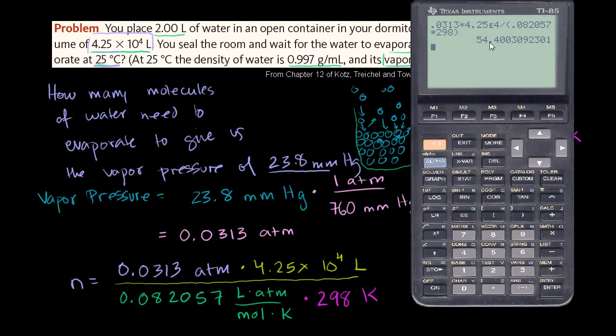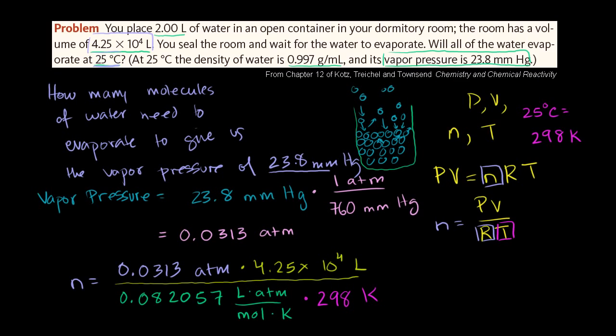And then we get 54.4. We only have 3 significant digits. So this is equal to 54.4 moles. And we can see this liters cancels out with that liters. Kelvin cancels out with Kelvin. Atmospheres with atmospheres. You have a 1 over mole in the denominator, so 1 over moles is just going to be moles. Now, this is going to be 54.4 moles of water vapor in the room to have our vapor pressure.